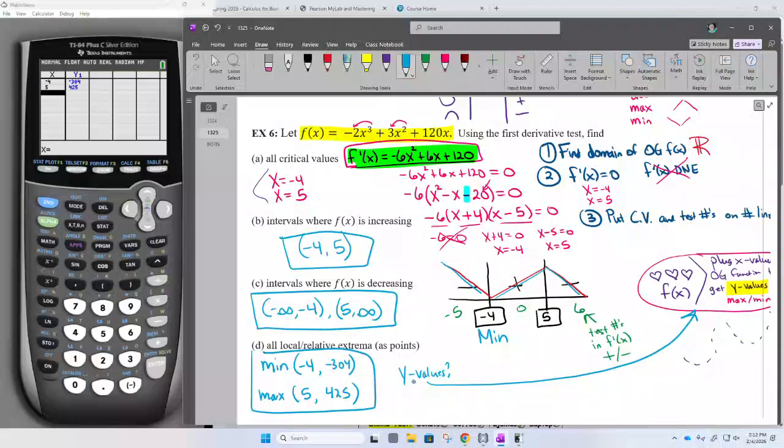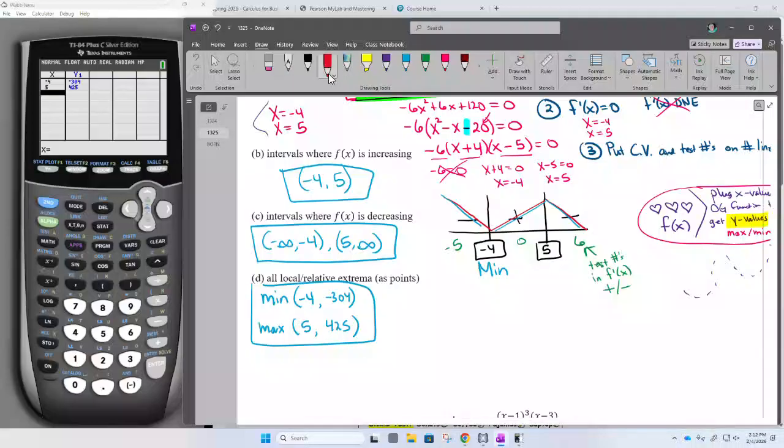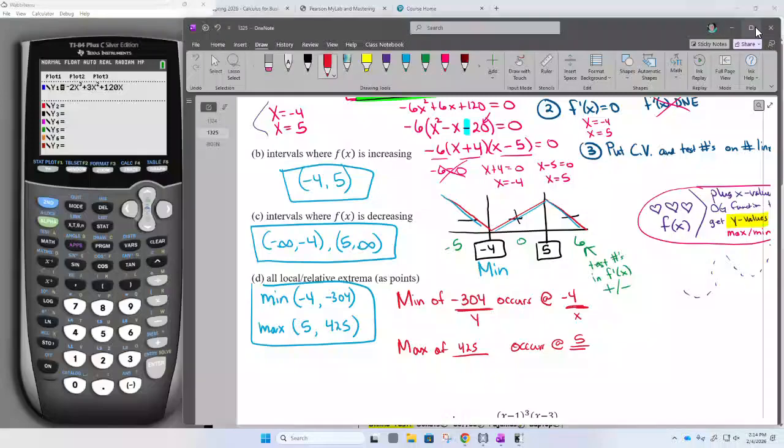And that's as points. And just to emphasize what this means, we have a min of -304, and it occurs at -4. So the min is always the y value, and it always occurs at the x value, like the treasure map. We have a max of 425, and it occurs at 5. All right.